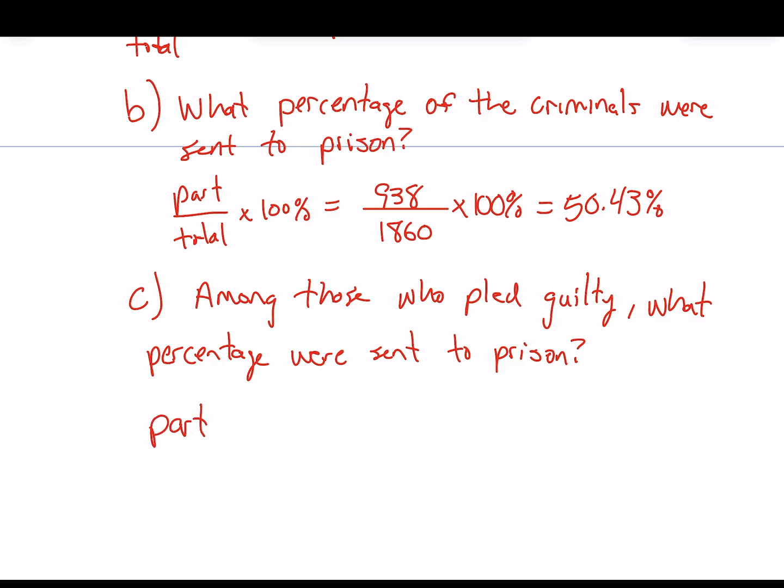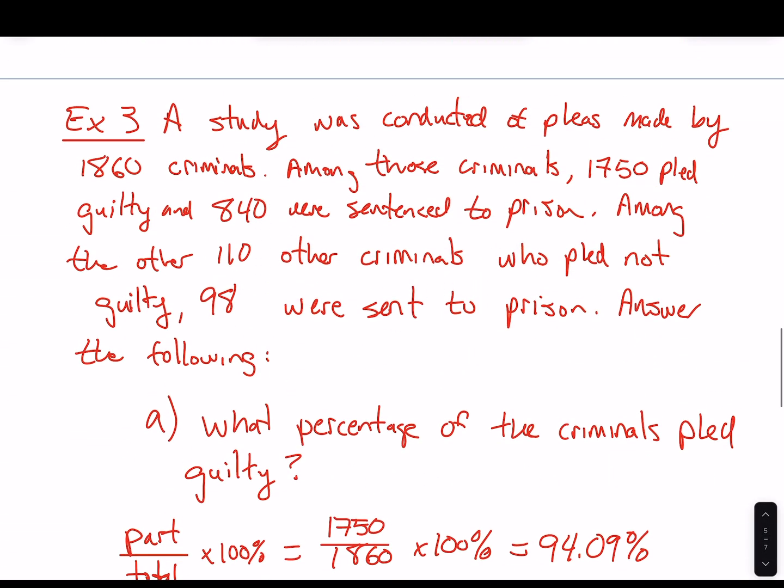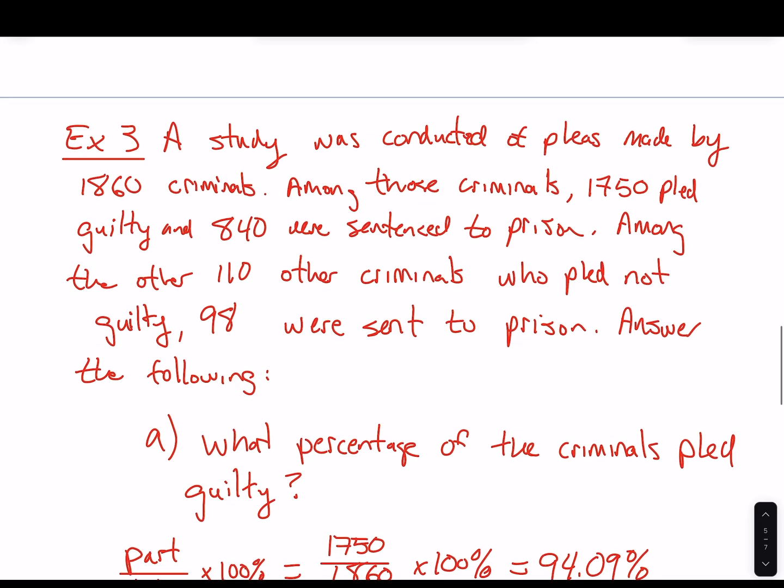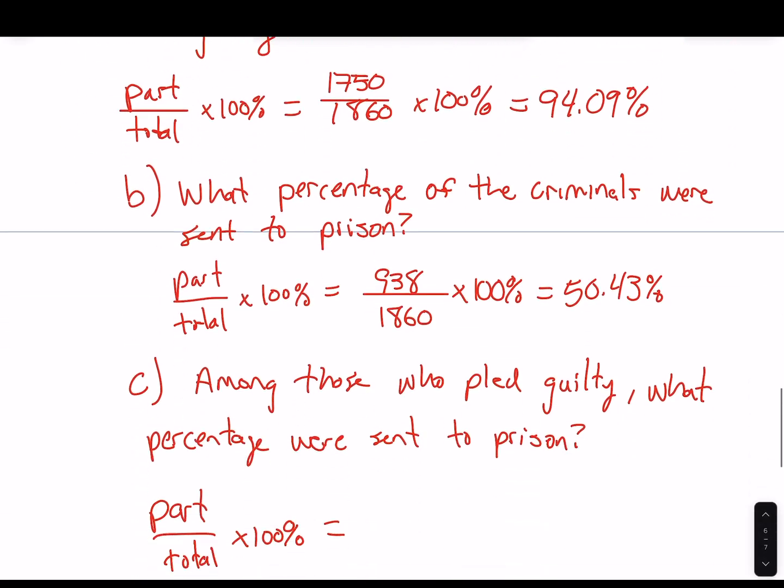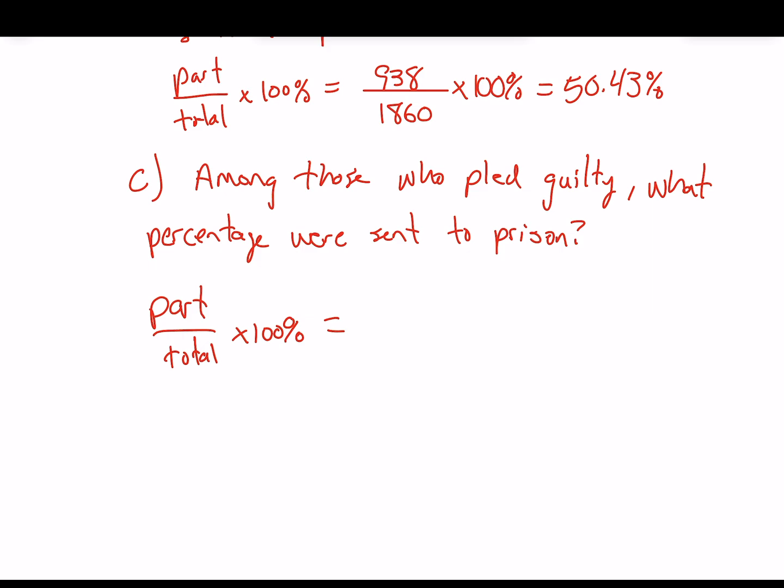So again, we have part over total times 100%. In this case, those who pled guilty, our total is 1,750. And among those, 840 are sentenced to prison. So our part is 840 over 1,750 times 100%, which gives us 48%. So almost half of those who pled guilty were sent to prison.